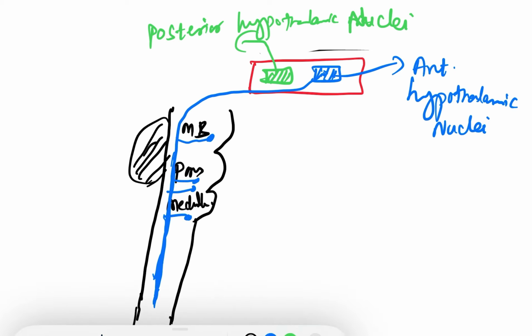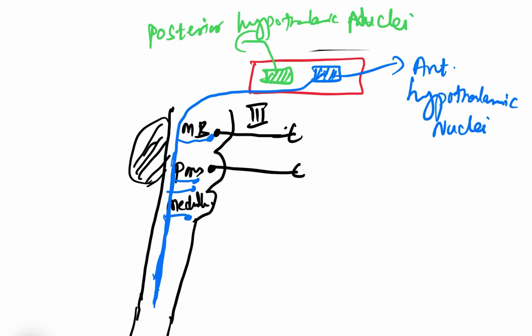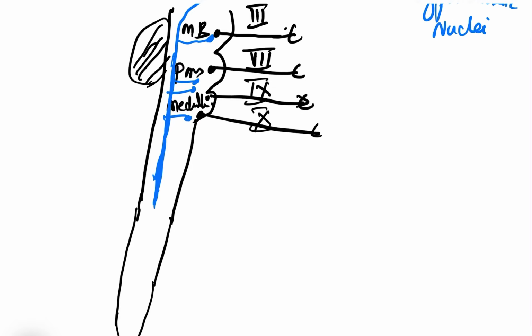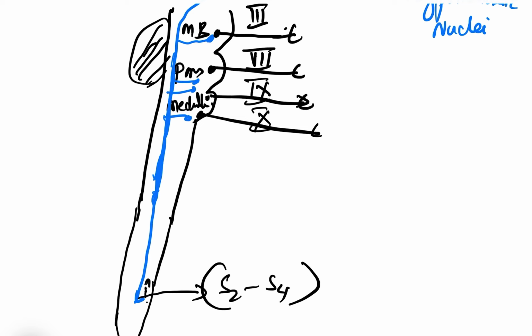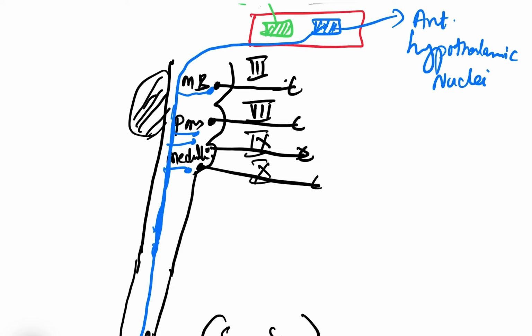I will just highlight which cranial nerves in the midbrain: the Edinger-Westphal nucleus, that is the third cranial nerve nucleus. Similarly, in the pons, the superior salivatory nucleus, concerned with the seventh cranial nerve. Then in the medulla there is the inferior salivatory nucleus concerned with the ninth cranial nerve, then the vagus nerve nucleus, the 10th cranial nerve. So these are the 3rd, 7th, 9th and 10th cranial nerve nuclei, and it also descends to the sacral segment of the spinal cord, from S2 to S4.